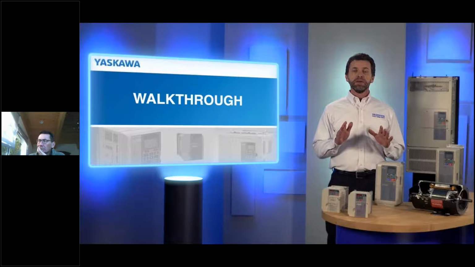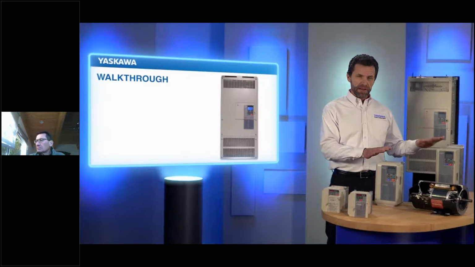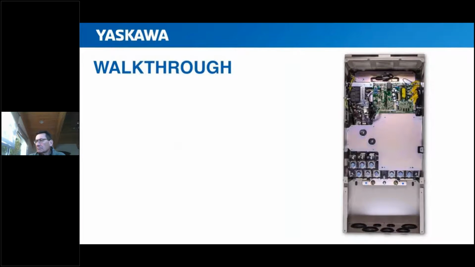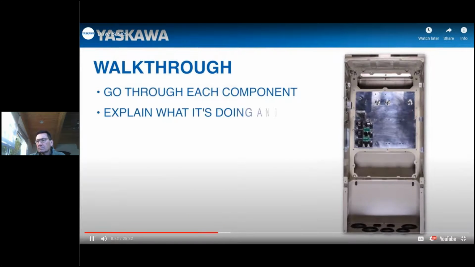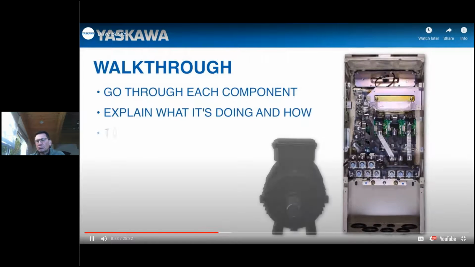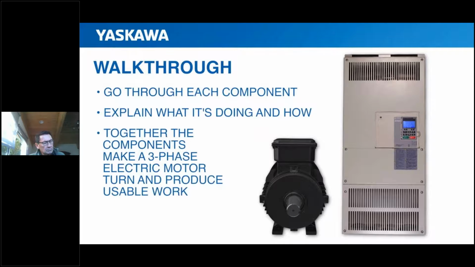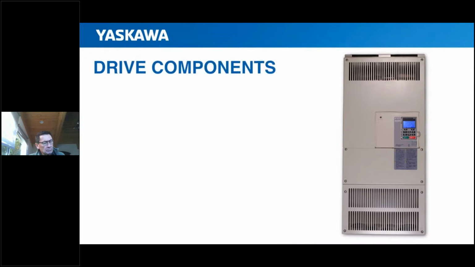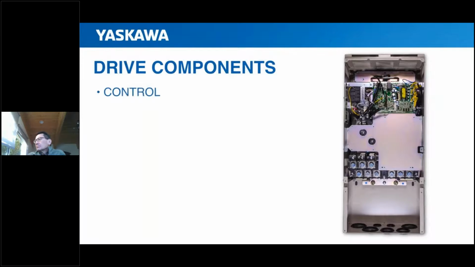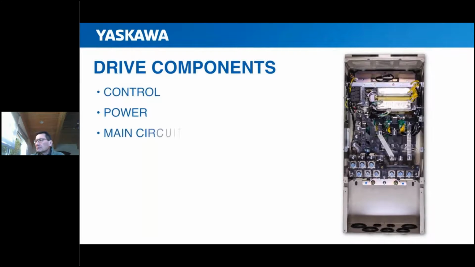We are now going to explain how this device actually works. Now, as we go through, each component will explain what it's doing and how. Together, the components make a three-phase electric motor turn and produce usable work. The three major drive components are control, power, and the main circuit.